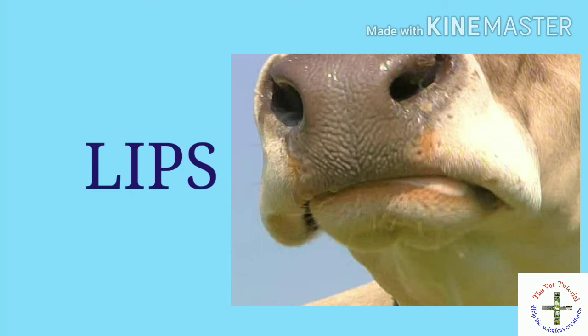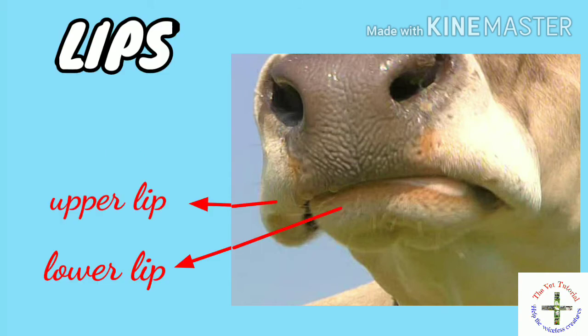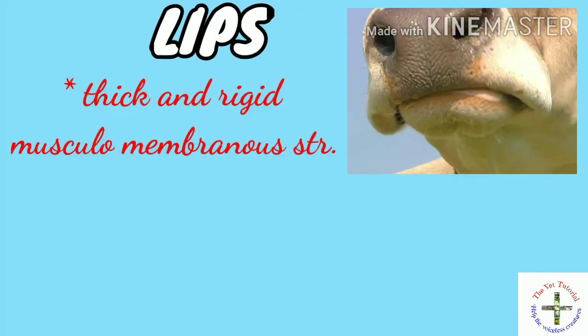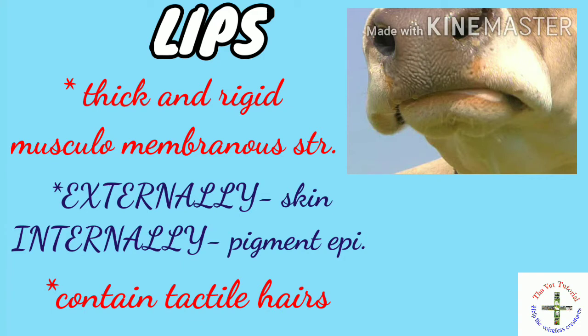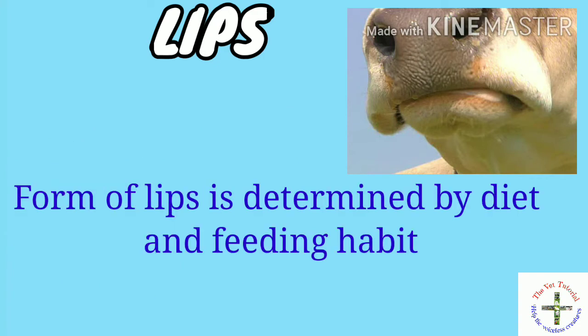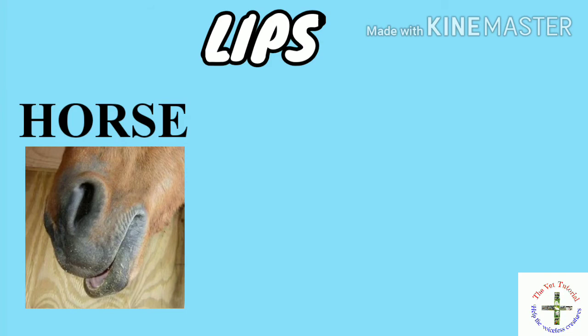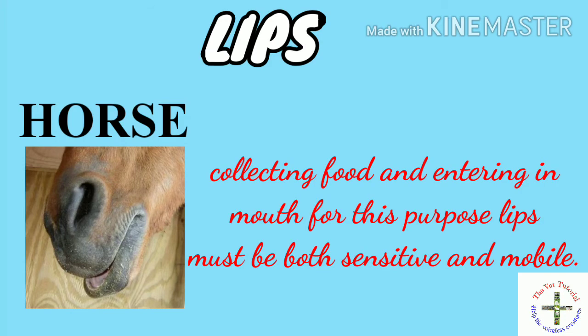And then let's study the lips. They are two in number, that is upper and lower lips. They act as a frame for the opening of the mouth. They are a thick and rigid musculo-membranous structure, and externally they are lined by skin and internally by pigmented epithelium. Lips also contain tactile hairs in some species. Remember that the form of the lip is determined by the diet and feeding habit of an animal. Let's take an example. In the horse, the lips are used for collecting food and help it enter the mouth. For this purpose, the lip must be sensitive and mobile.